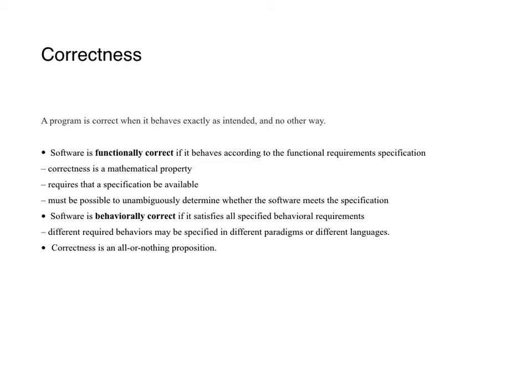Let me give you an example. Suppose you have a software and the purpose of the software is to print a receipt after every transaction, right? So it will either print a receipt or it will not print a receipt. There is nothing in between. That's why it's a functional requirement of the software. The software is capable of printing a receipt.